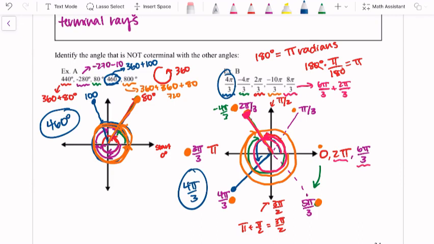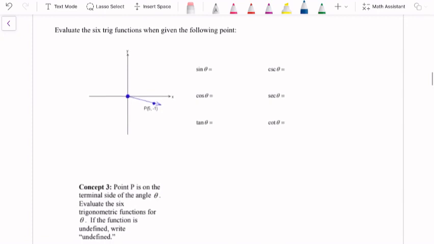When you're ready, let's go ahead and flip over our page. We are going to look at one more example here.